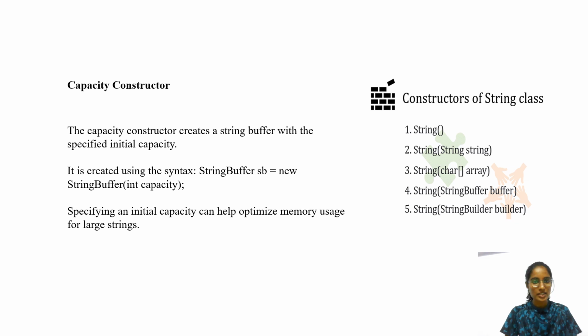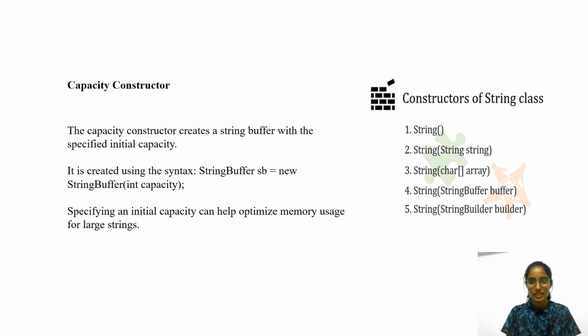Next, the capacity constructor. The capacity constructor creates a StringBuffer with the specified initial capacity. It is created using the syntax StringBuffer sb = new StringBuffer(int capacity). Specifying an initial capacity can help optimize memory usage for large strings.